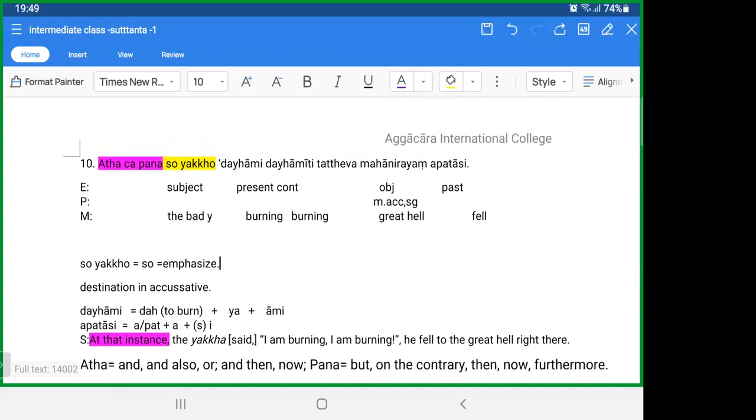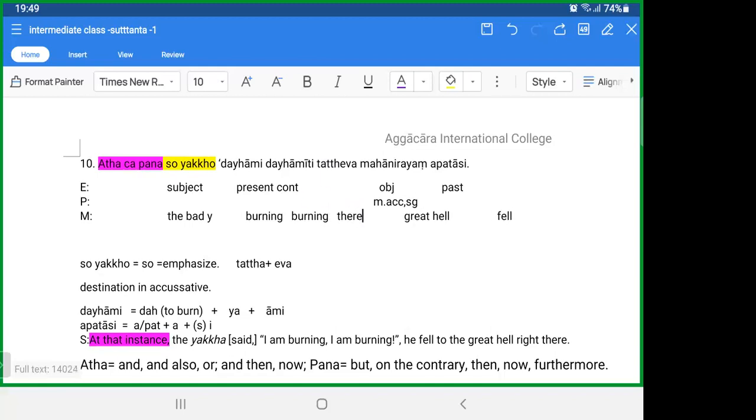How about the next one? We still have this one, tatheva, one more. Can you try? Tata and eva. Okay, what is tatheva? Now you have tata and eva. What is tata? Tata is that? There. All right, there.